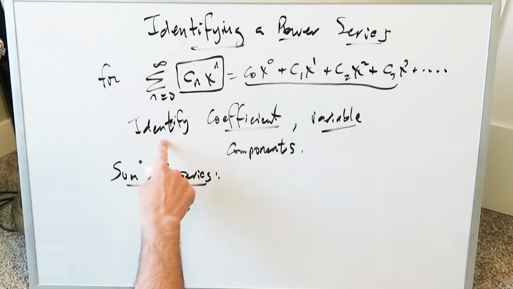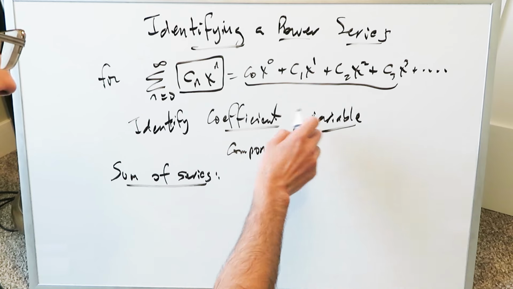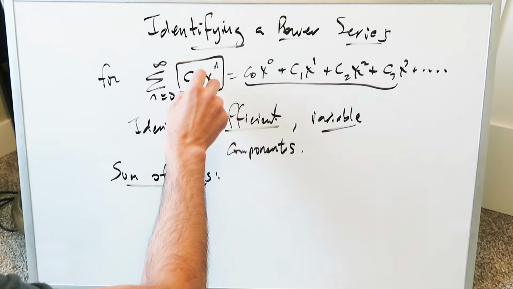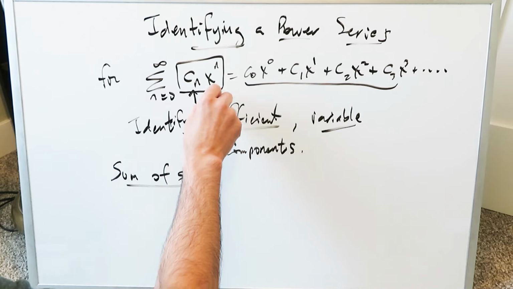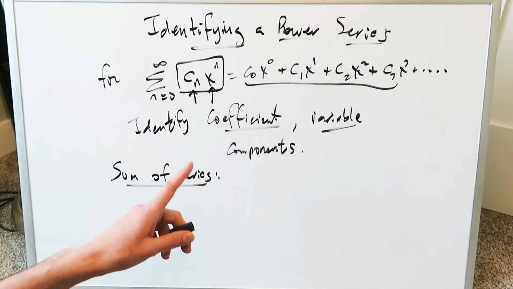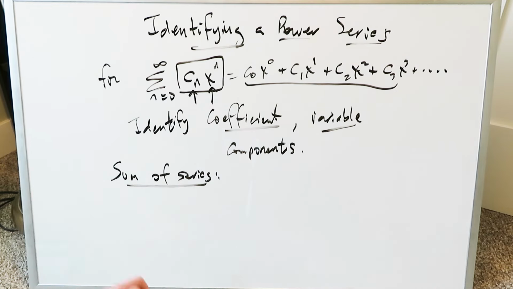When you're looking at a power series, you have to identify the coefficient and you have to identify the variable components. There are two components. Here's my coefficient component, here's my variable component. You have to identify them because each of these changes or affects the convergence and/or divergence of your series.